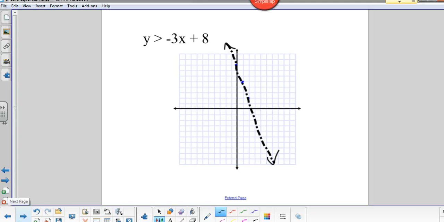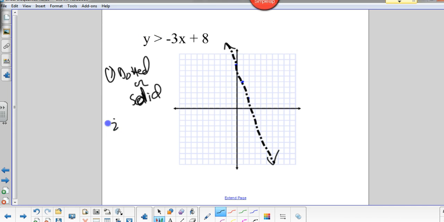Okay, so again, now I've drawn a dotted line. It's not very good because I didn't really use a ruler, but it's dotted because the actual line itself, y equals negative 3x plus 8, is not part of the solution. So number one, is your line dotted or solid? It's solid if you would fill in the circle. In other words, is it equal to? If it's equal to, it's a solid line. If it's not equal to, just greater than or less than, it's a dotted line.